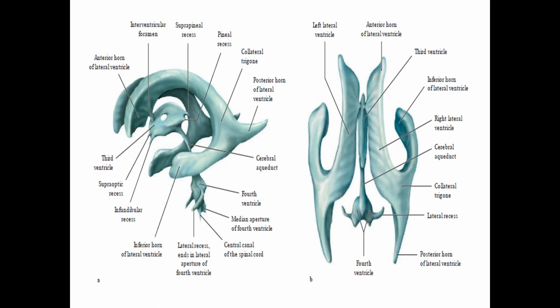From this aqueduct of Sylvius, CSF drains from the third ventricle into the fourth ventricle, and from the fourth ventricle CSF either drains into the subarachnoid space or into the central canal of the spinal cord. If it drains into the subarachnoid space, it is through the foramen of Magendie, and if it goes into the central canal of the spinal cord, then through the foramen of Luschka. So this is the anatomy of the ventricular system.